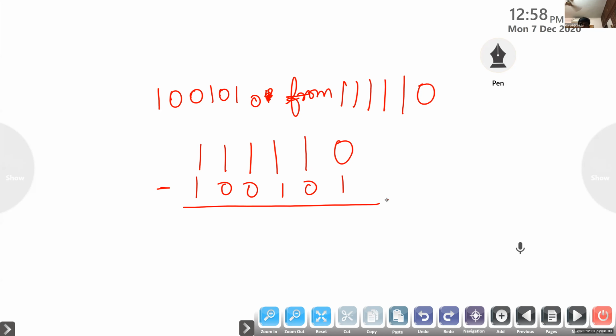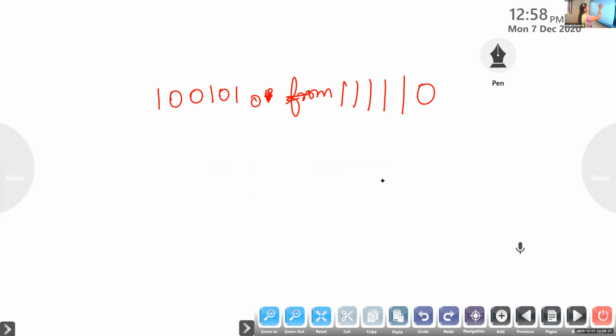Ma'am, you wrote 1 extra 0. Where? Ma'am, 1001010 from. Once again, it is given like this: 1, 2, 3, 4, 5, 6, and then here 1, 1, 6. Children, once again you change it. Here one more 1 is there. Okay. 1, 2, 3, 4, 5, 6, 0. 0101001.